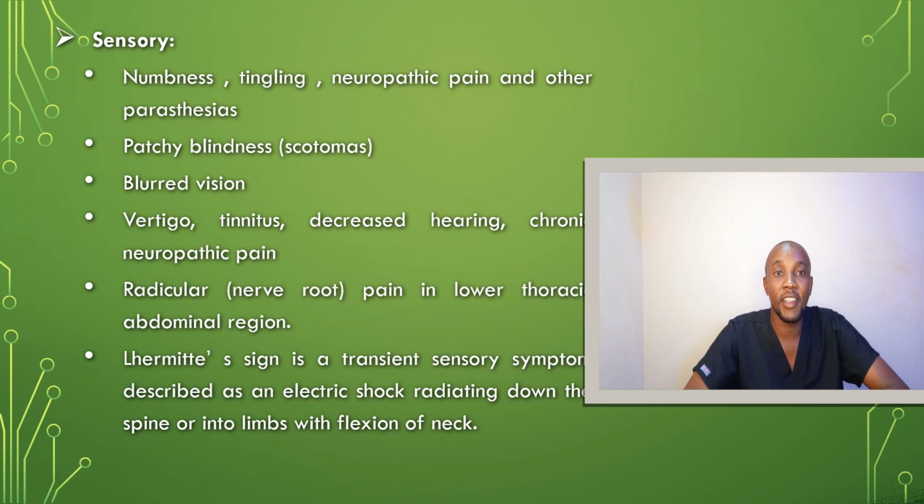A patient, this is also very important for the NCLEX, can present with what we call Lhermitte sign, which is a transient sensory symptom described as an electric shock radiating down the spine or into the limbs with flexion of the neck. That is what we call Lhermitte sign. What is Lhermitte sign? It is a transient sensory symptom described as an electric shock radiating down the spine or into the limbs with flexion of the neck. Remember that.